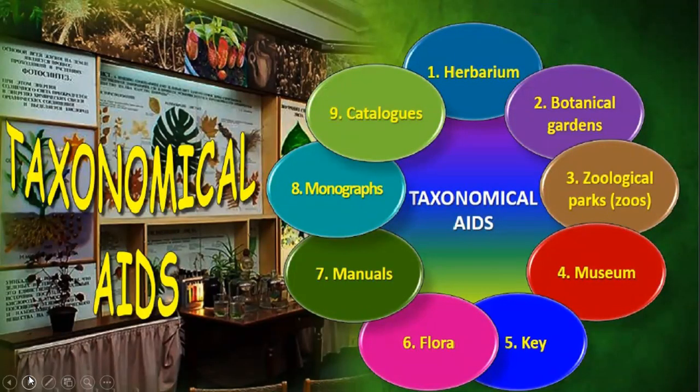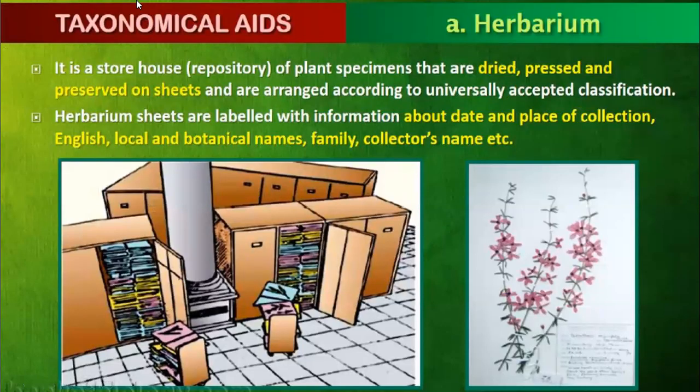Next, we are moving on to taxonomical aids. The first one is the herbarium. It is a storehouse of plant specimens that are dried, pressed, and preserved on sheets and arranged according to a universally accepted classification. Herbarium sheets contain a label with specific information: date and place of collection, English name, botanical name, vernacular name (that's the local name), family, and name of the collector.